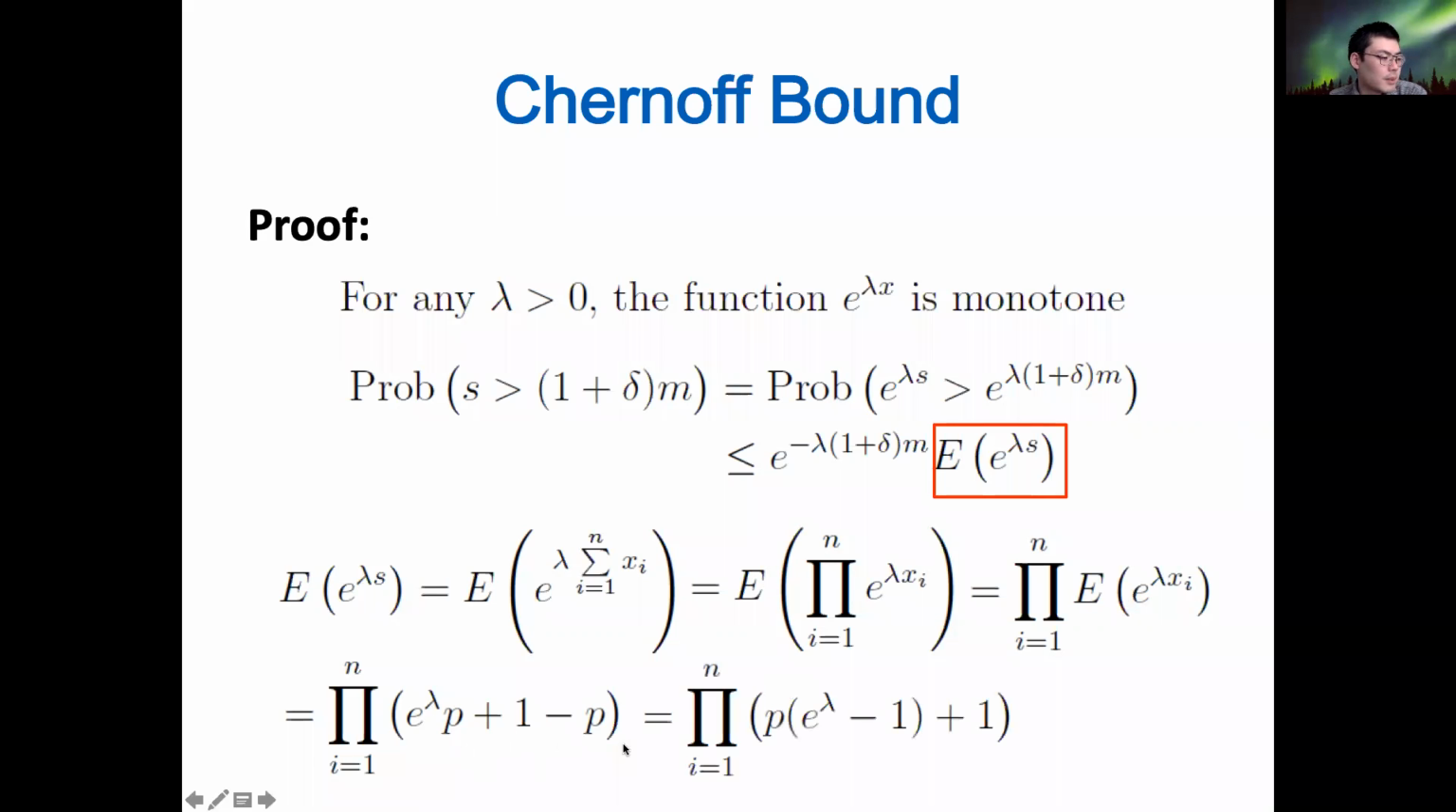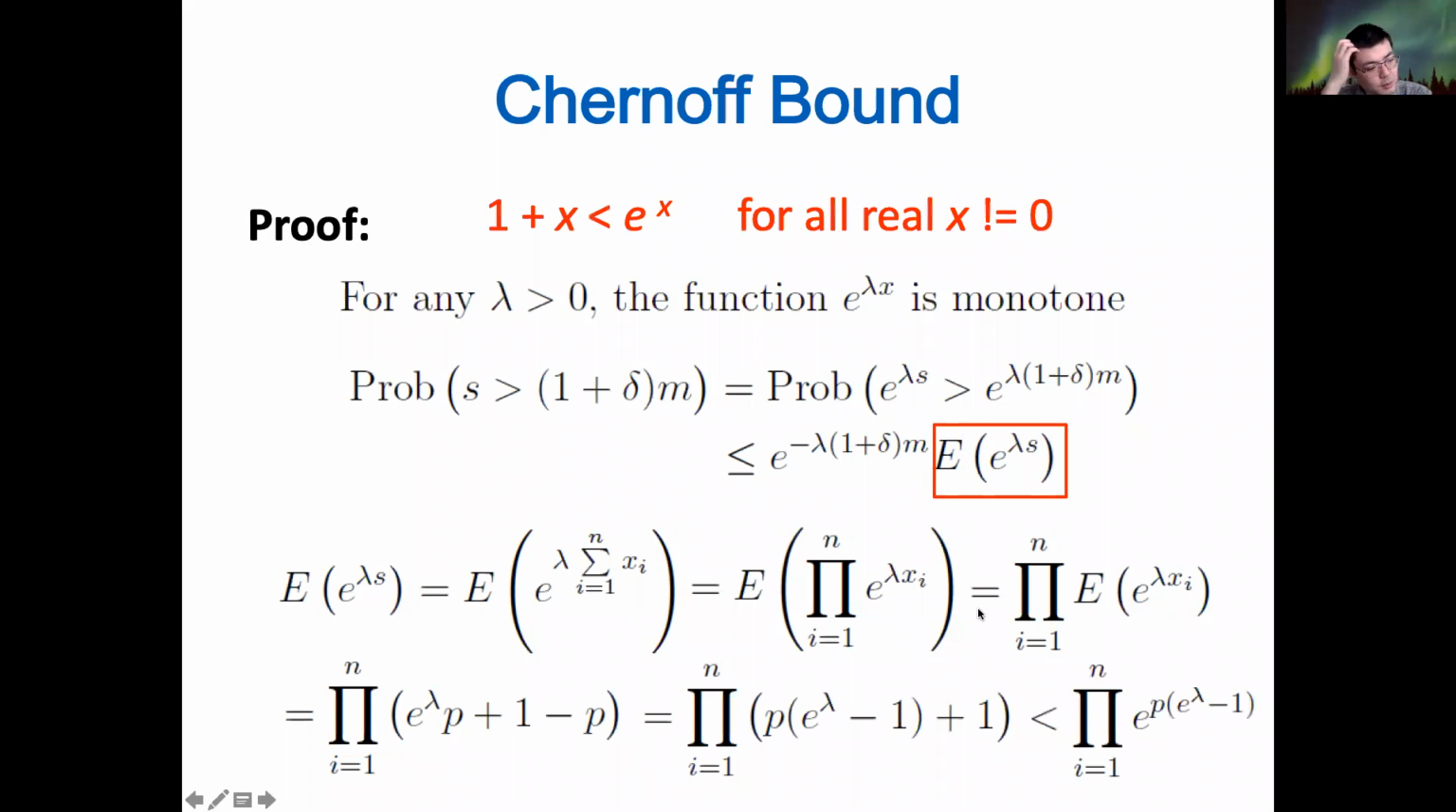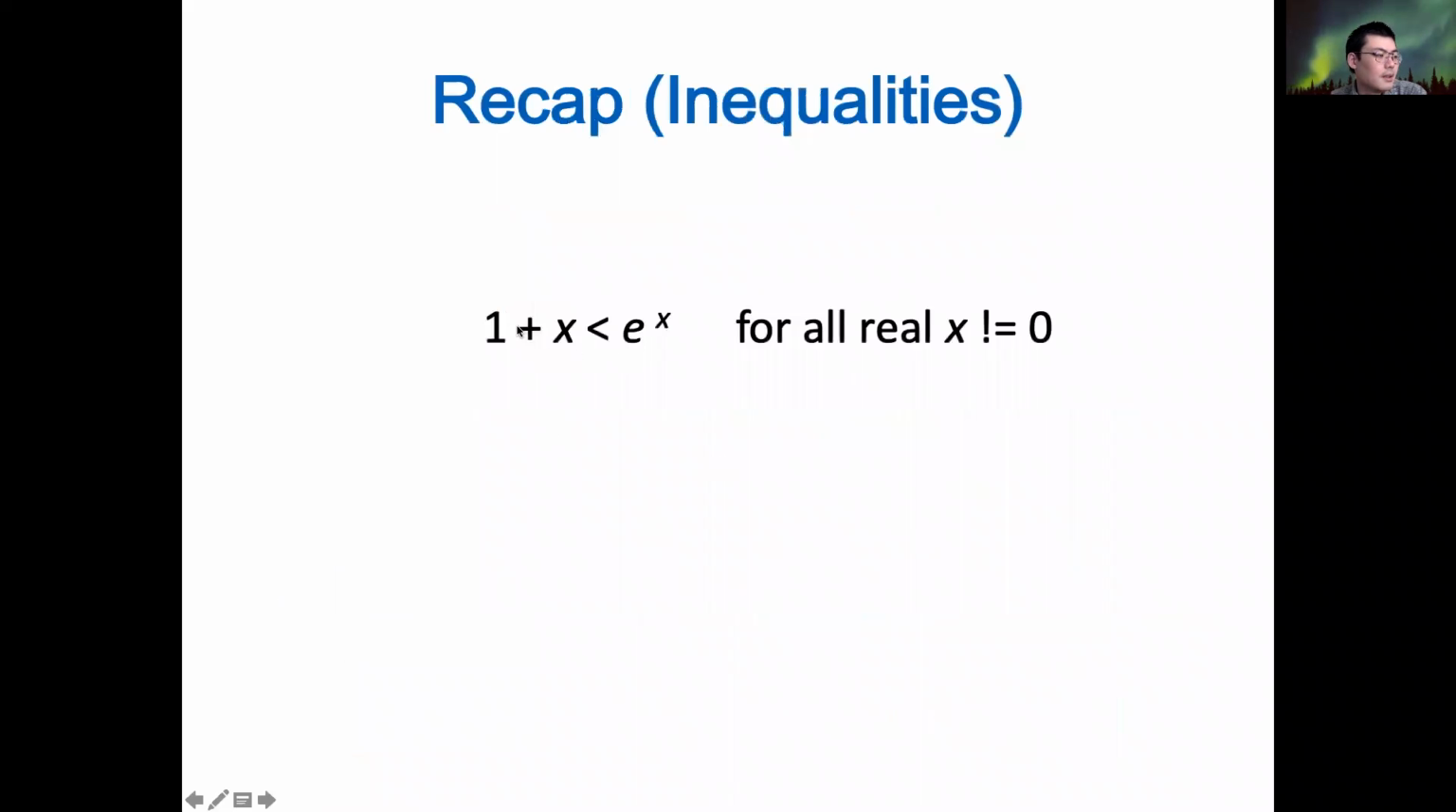And this just follows the definition of expectation. Then you can take a factor of p out, so it's p times (e to the power lambda minus 1), plus 1. This is the term in the middle. Next we are using another inequality we talked about, this one: 1 plus any non-zero number x is going to be less than e to the power x.